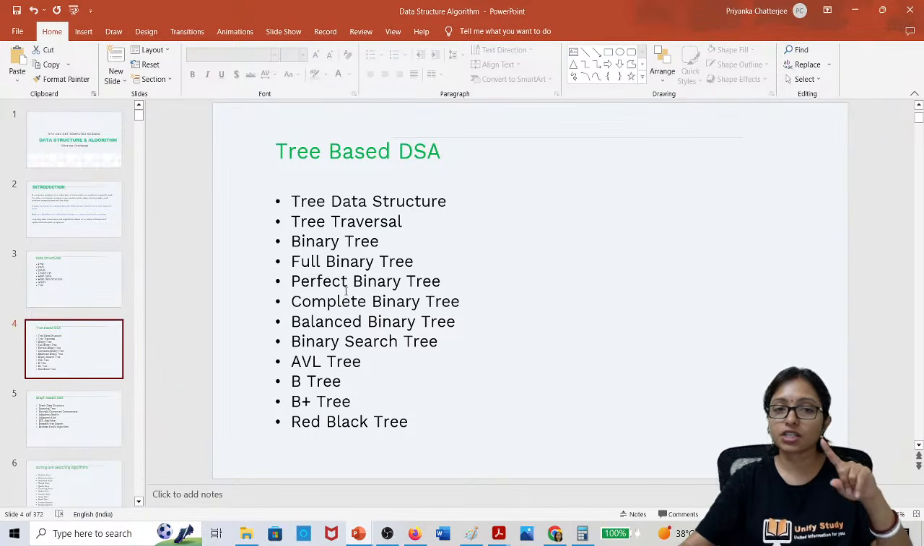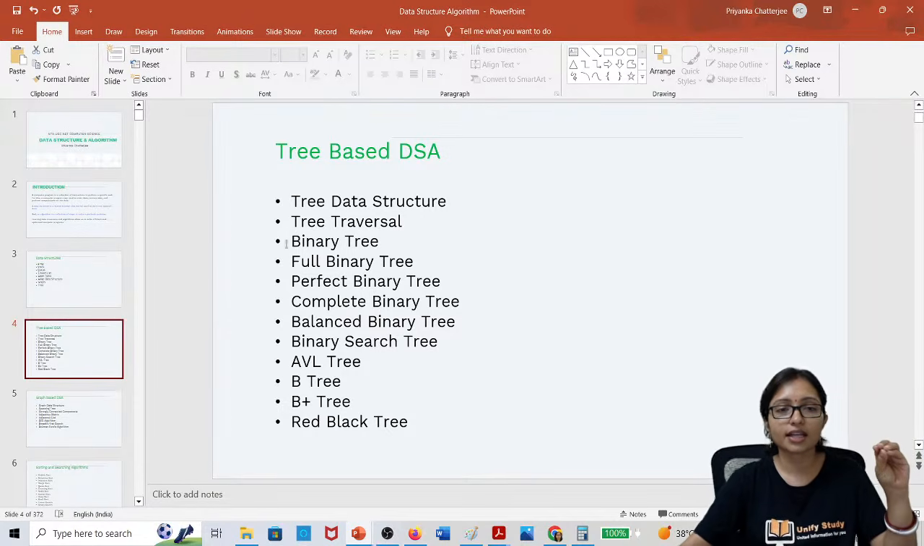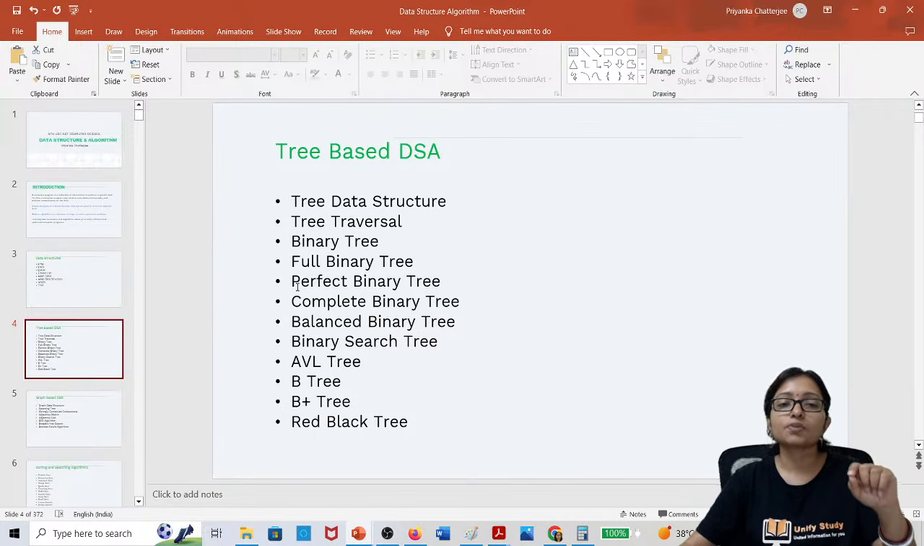Tree data structure, tree traversal, full tree, binary tree, complete binary tree, balanced binary tree, AVL tree, B tree, B plus tree, red black tree. Normally the question comes as per the DBMS, but for your data structure and algorithm, your binary tree, binary search tree, balanced binary tree, these are very important.